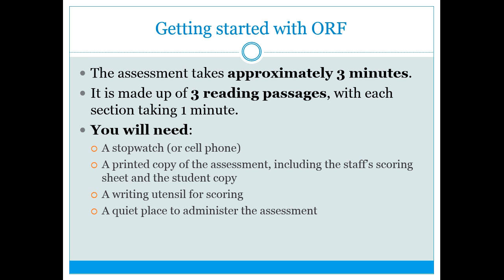So some things to note in getting started. This assessment will take approximately 3 minutes with each student. It's made up of 3 different reading passages, with each section taking that 1-minute period. Before you get started, you will need a timekeeping device like a stopwatch or a cell phone, a printed copy of the assessment, which includes both the staff's scoring sheet and a student copy for reading, a writing utensil you'll use in scoring, and you'll need to find a quiet place to administer the assessment.